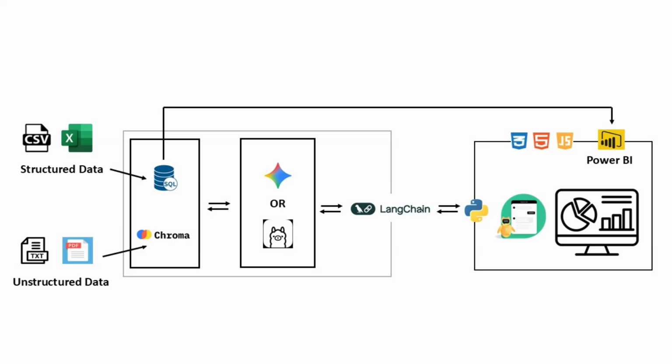So let's go to the workflow. Here, as you can see, I have explained now. The structural data will be stored in the SQL. The unstructured data will be stored in the ChromaDB. So this part is totally separate, and the SQL data, which is structural data, is connected to Power BI. With the help of Flask, I have created this application and embedded a Power BI dashboard into it, and in this web application, I have created a chatbot.